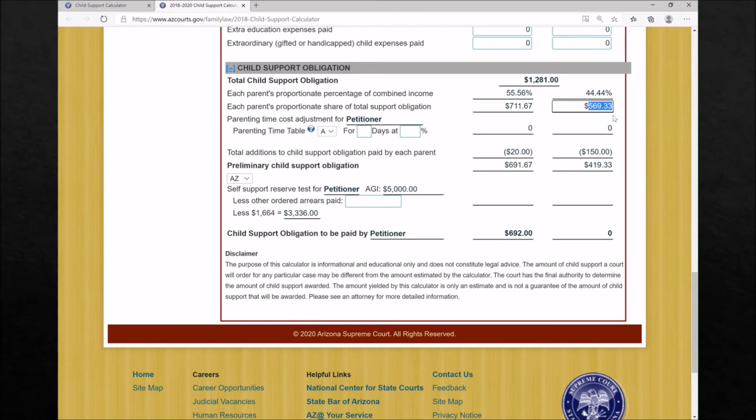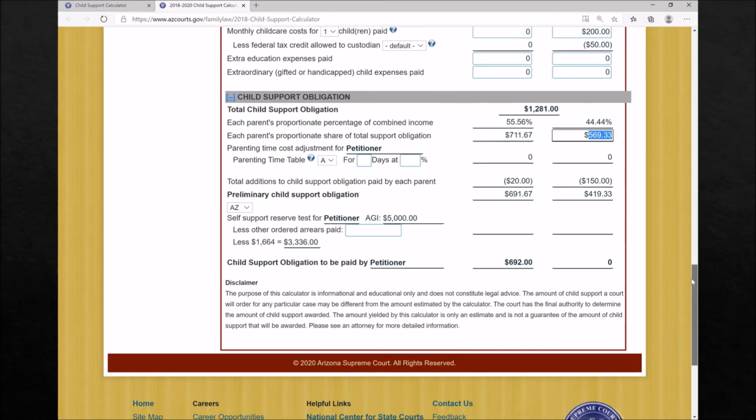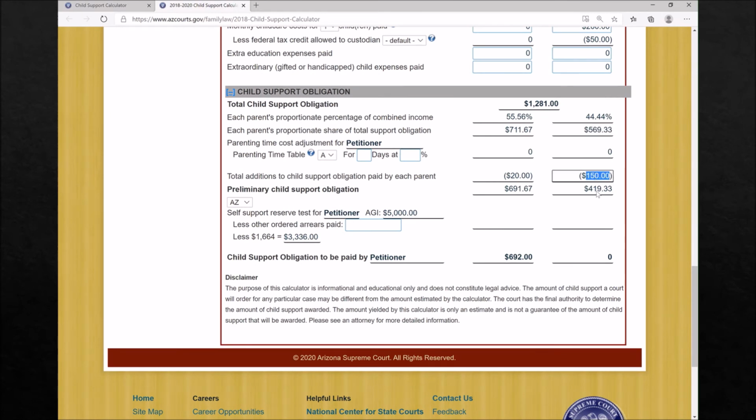Similarly, the mother's obligation is 569. Since she is paying $150 to daycare, remember $150 is arrived at by taking what she actually pays and subtracting the federal tax credit. So essentially, she's paying $150 out of her pocket. So she gets a credit for $150, and that lowers the amount to $419.33. That's the mother's obligation.